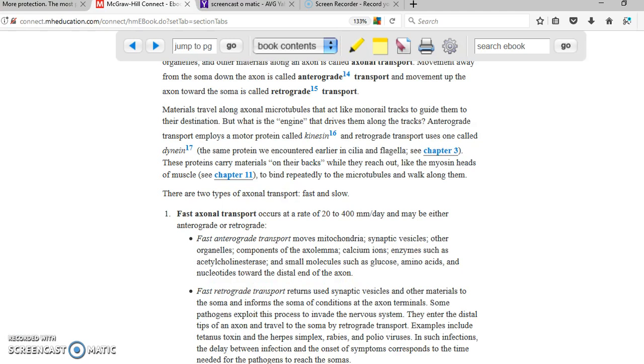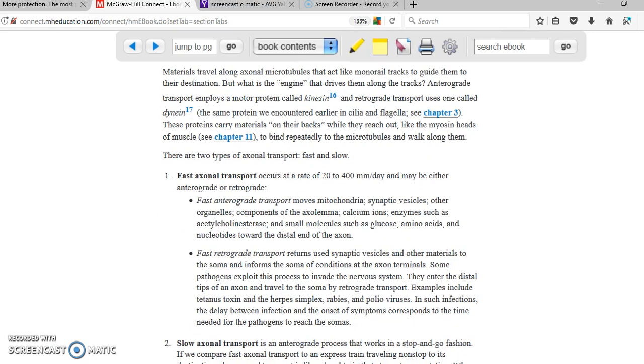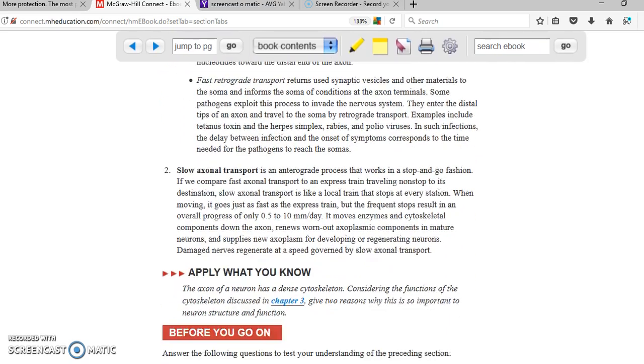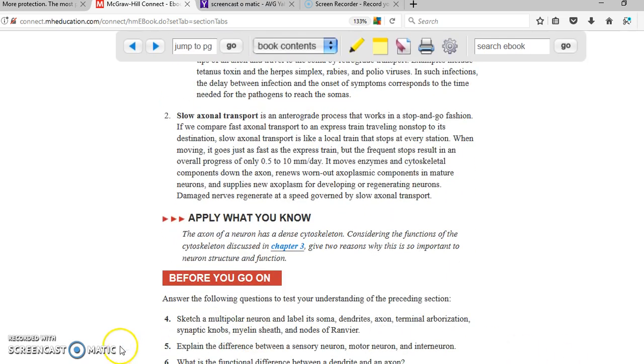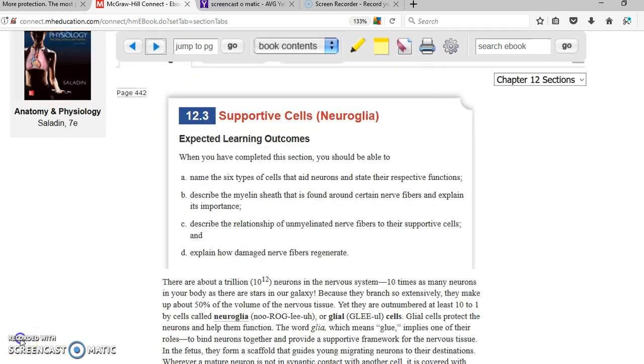Okay, so let's continue. And if we scroll down, you see in there that I told you you have anterograde and retrograde. That's all you need to know. There's other kinds such as fast anterograde, slow anterograde. You don't need to know that. So we keep scrolling down, and that's about it for this part.